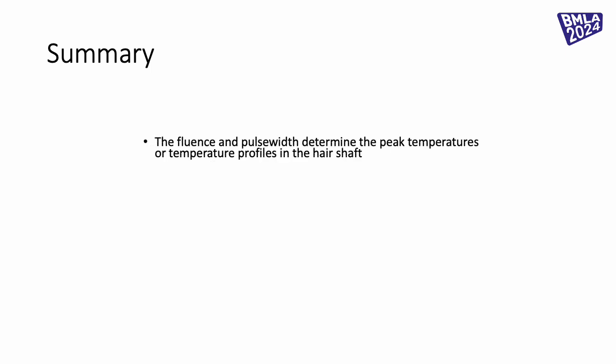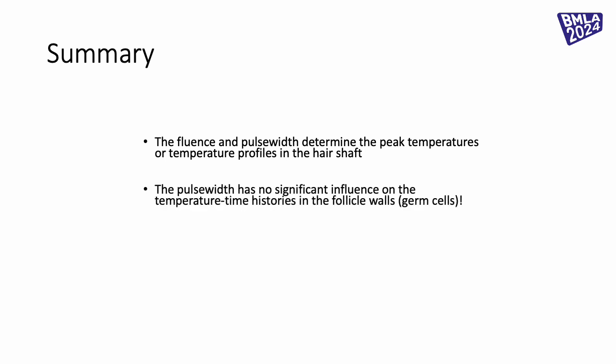So it appears that the fluence and the pulse width only determine the peak temperatures and the temperature profiles in the hair shaft, where the melanin is actually absorbing the light energy. But the pulse width has no significant influence on the temperature time histories in the follicle walls where the germ cells reside. Basically, it is the total energy absorbed which determines the final temperature profiles across the follicles, not the pulse widths.